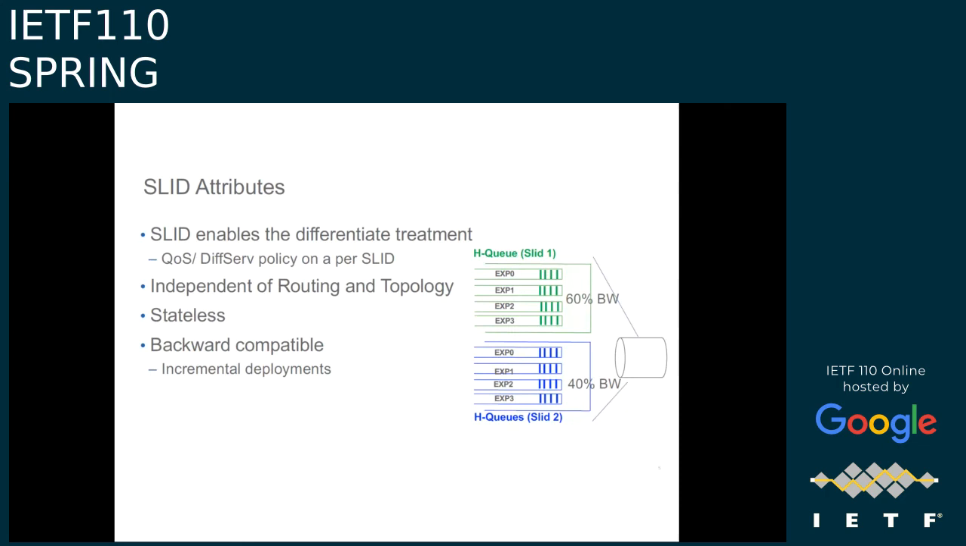Traffic that the green and blue slices carry is aggregated using hierarchical queue, so it is not possible for green slice EXP0 traffic to disturb blue slice EXP0 traffic. Another attribute that we like is that slice ID should be independent of routing and topology. It should be stateless, and it should be done in a backward compatible fashion for incremental deployment. Next slide, please.